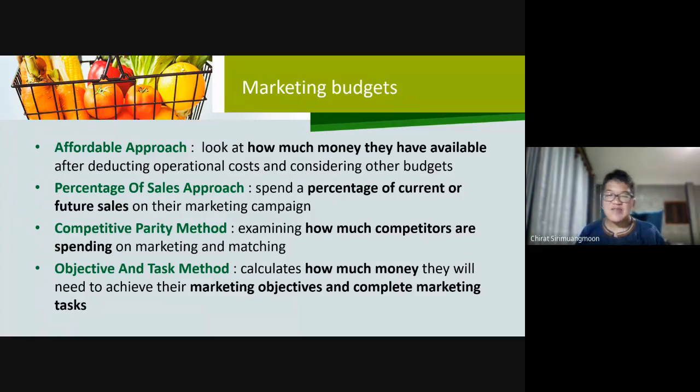Then the last one, the objective and task method. This is the approach that is very clear, by setting job by job or task by task, and then following with the objectives, completing the marketing tasks and running the jobs very clearly. Like you have an individual job and then focus on it one by one.